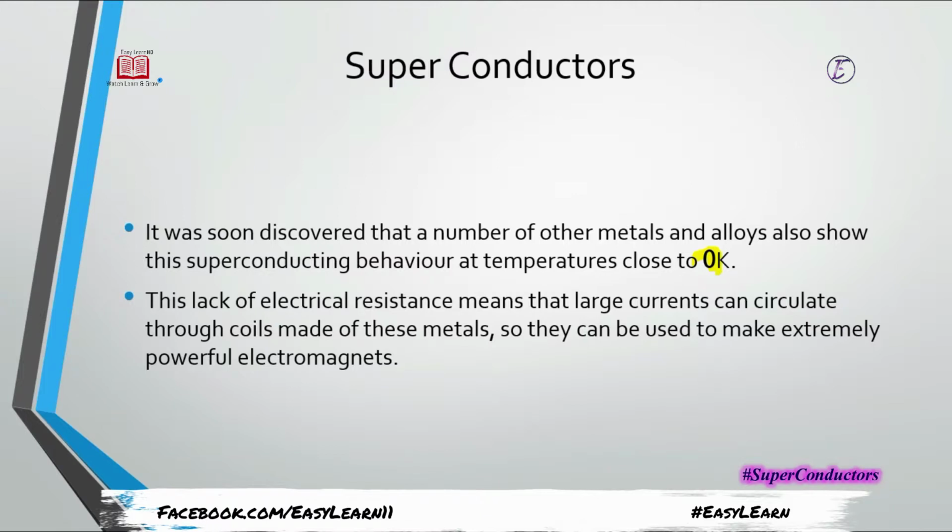The lack of electrical resistance means that large currents can circulate. This is related to the previous topic, where we discussed magnets and magnetic fields. Large currents can circulate through the coil, the solenoid of the previous episode. There the coil was made of copper. If we replace it with a superconductor material, which at 0 Kelvin shows negligible resistance, and apply the same amount of current, it produces a much stronger magnetic field than before. With a stronger magnetic field we can perform better functions and achieve better efficiency. That is the target of superconductors.